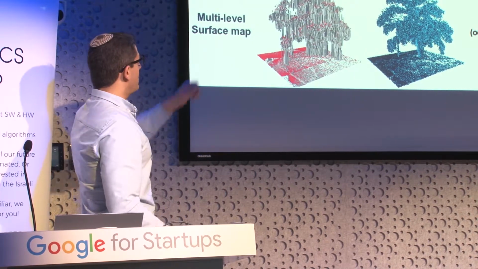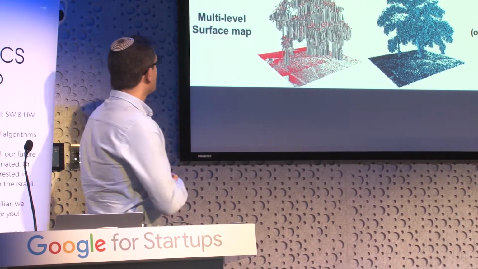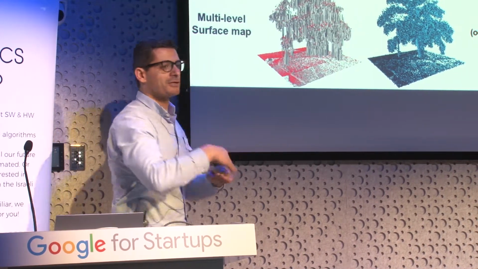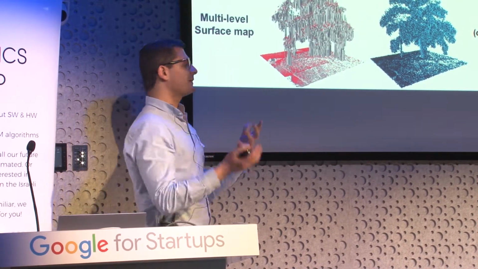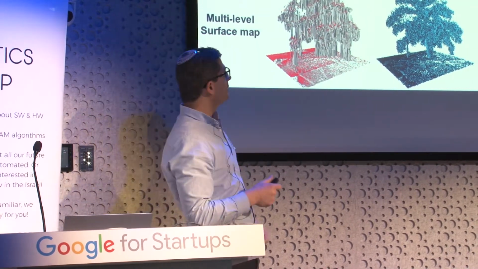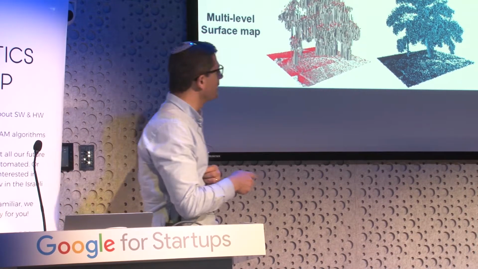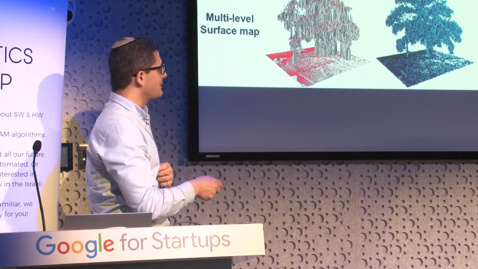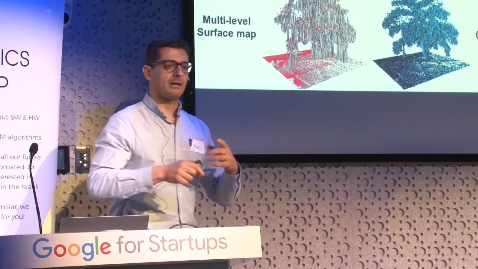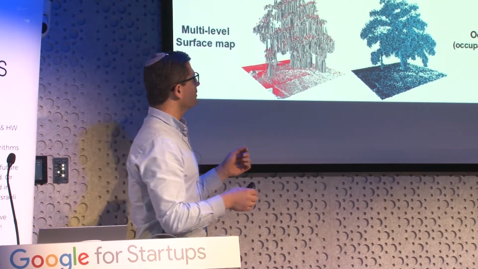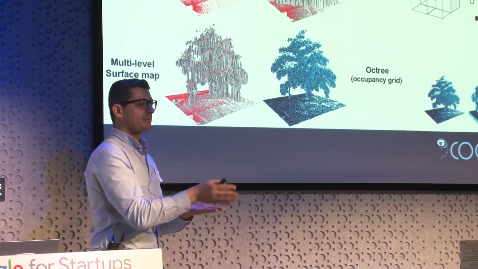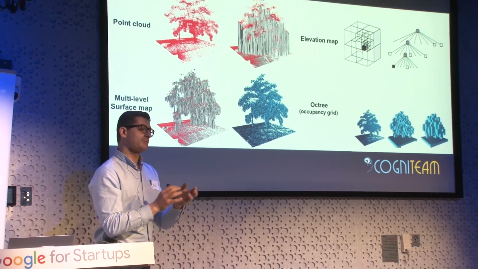There is another data structure called the multi-level surface map, which allows us several levels of elevation maps. It gives you a bit of 3D, but it's not as accurate 3D as the octree, which I will explain now. An octree is also a map that we look at as a cube. You see here in the example a cube. We divide the cube into 8 small cubes.